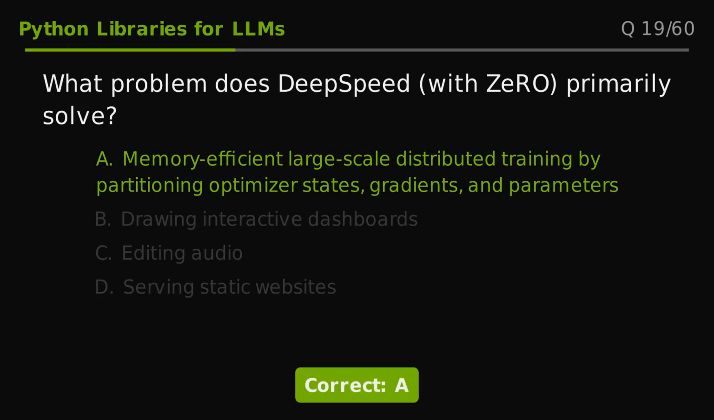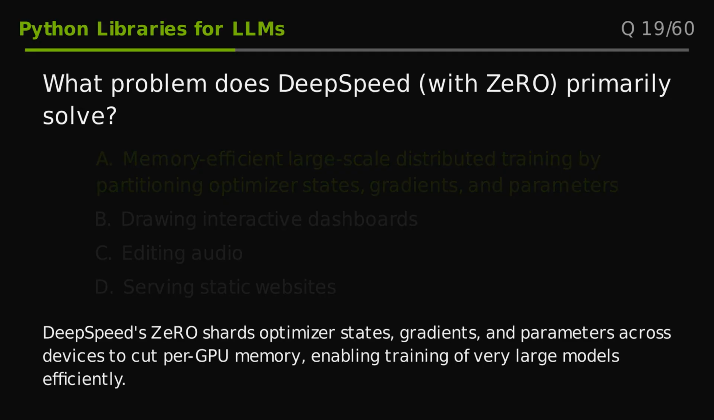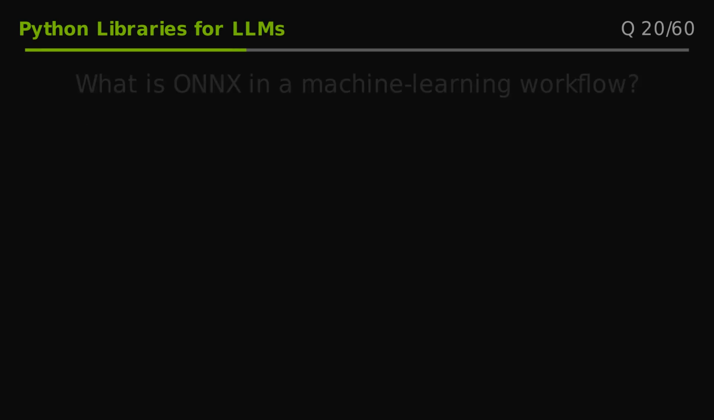The correct answer is A. DeepSpeed's ZeRO shards optimizer states, gradients, and parameters across devices to cut per-device memory, enabling training of very large models efficiently.